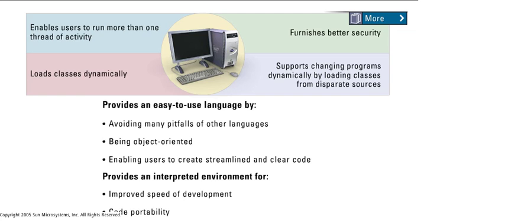And they wanted the language to avoid many of the programming pitfalls of other languages, such as memory leaks. They also wanted it to be completely object-oriented from the beginning. And Java applications needed to be portable so that they could be run on many platforms.